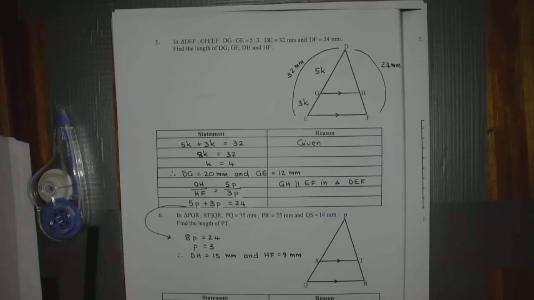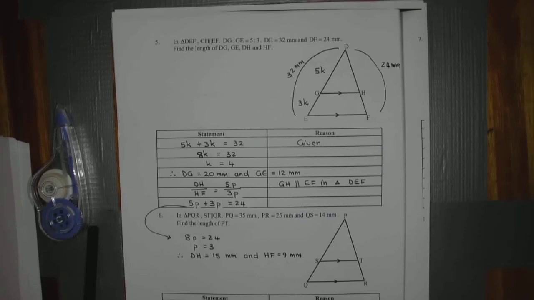Right, can we take a look at number 5? It didn't have enough space. I don't know why they gave so little space for number 5. So I started by saying 5k plus 3k is equal to 32, because when I put the values on there, they told me right at the top in the diagram that DG to GE is 5 to 3.